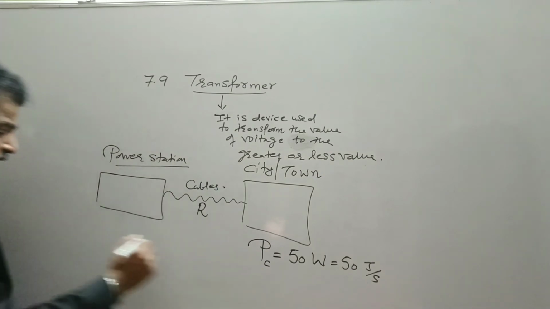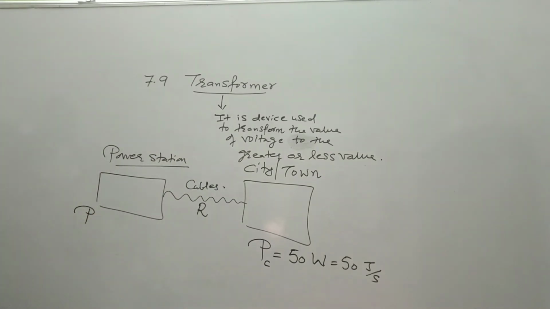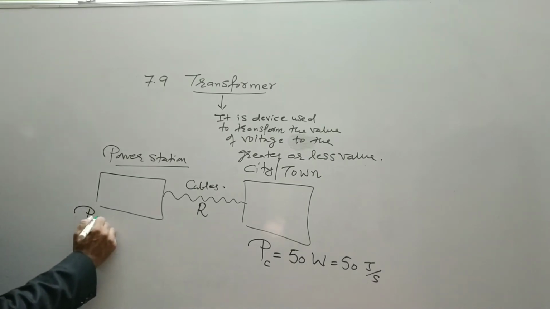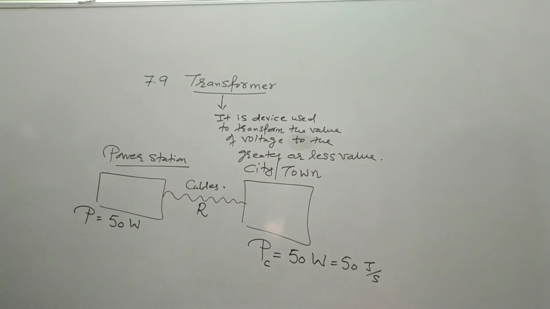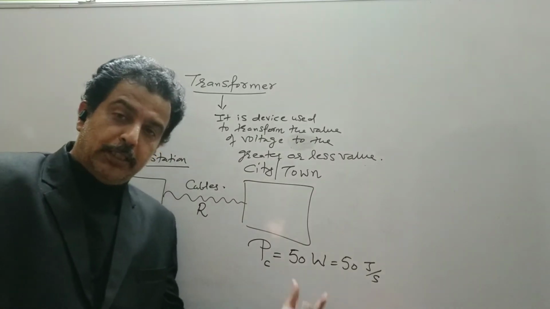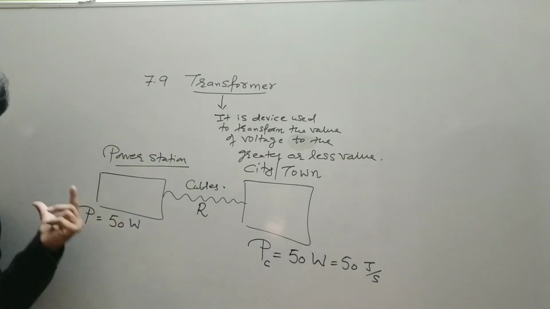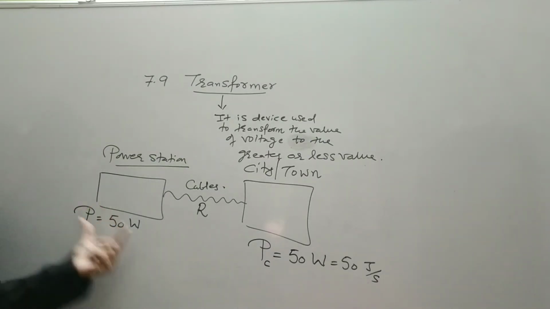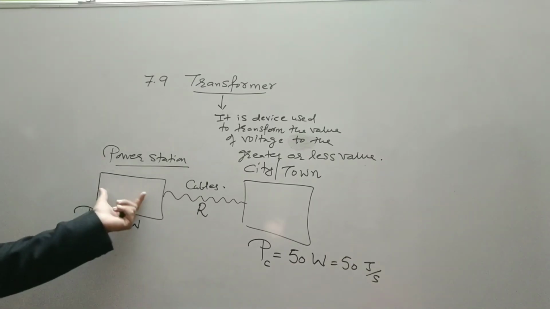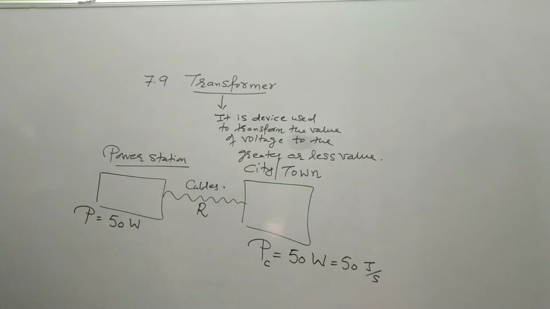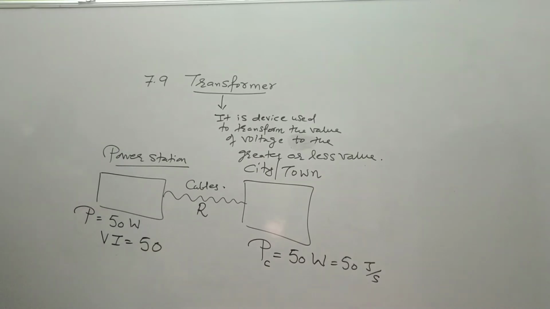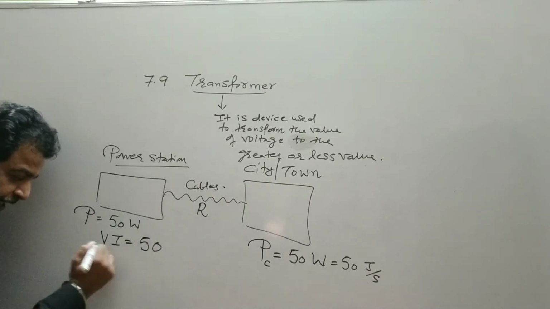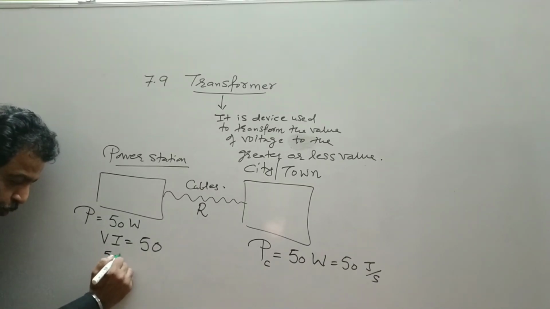So let us put a subscript C, and this is the power produced by the power station. So at least this power produced should be equal to 50 watt. So suppose the requirement is 50 watt and the production is also 50 watt. Now this 50 watt power has to be transmitted from the power station to the city or town. Now power can be written as V into I, that is equal to 50. Now suppose this factor of 50 is written as 5 into 10.